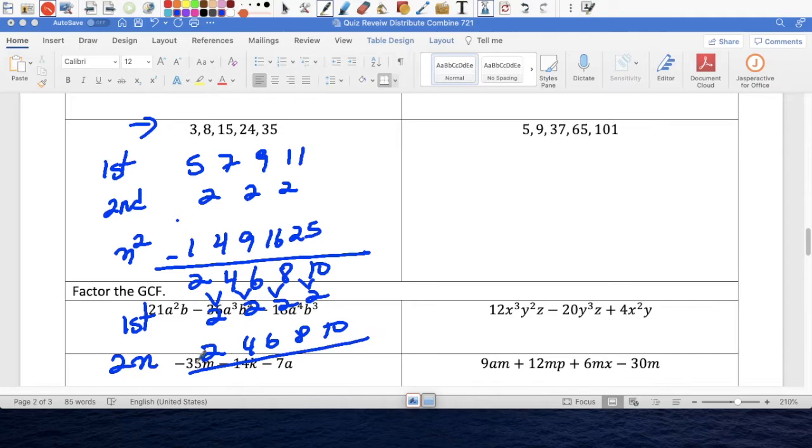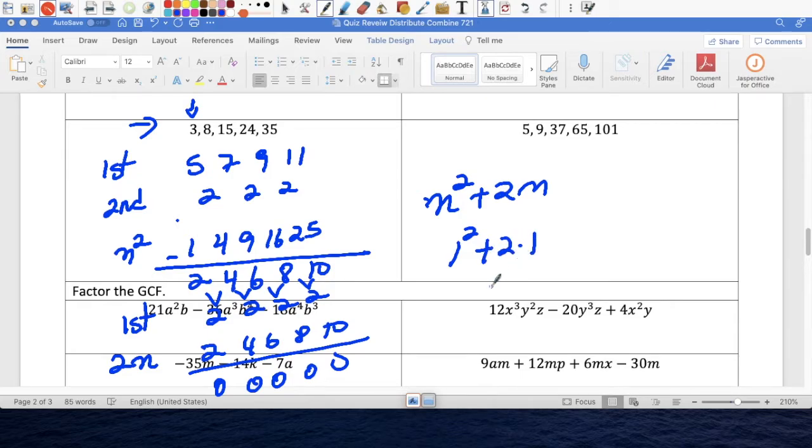So this one is nice because I don't have to make any adjustments to my 2n sequence. If you subtract, it's 0, 0, 0. So actually, my rule is n squared plus 2n. Let's verify. Let's pick the first one. So if I plug in 1 over here, I should get 3. So 1 squared plus 2 times 1. 1 squared is 1, 2 times 1 is 2, and I get 3.